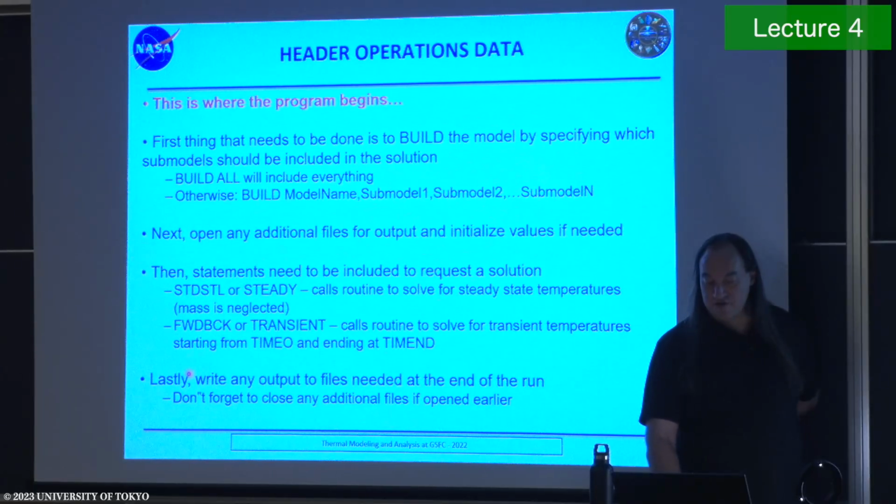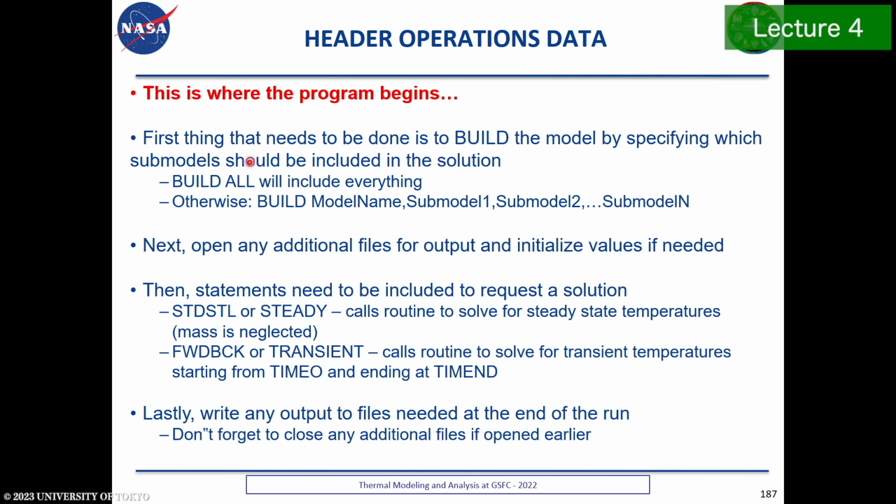All right, header operations data. That's where everything begins. There's a build all. It's going to build everything. Otherwise, we build submodel or the model name and then all the submodels. Open up any files we need. Call steady state or std SDL, forward, back, or transient, and write any output files that we need to and close it up.